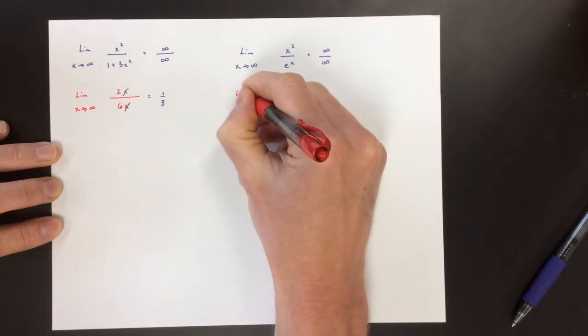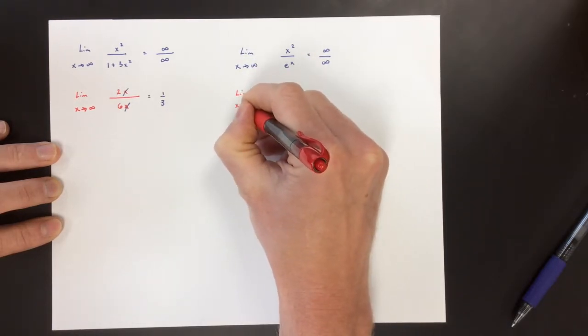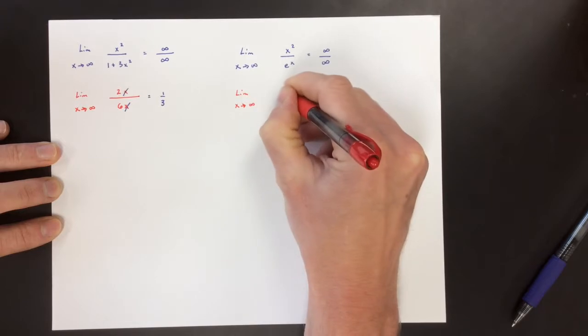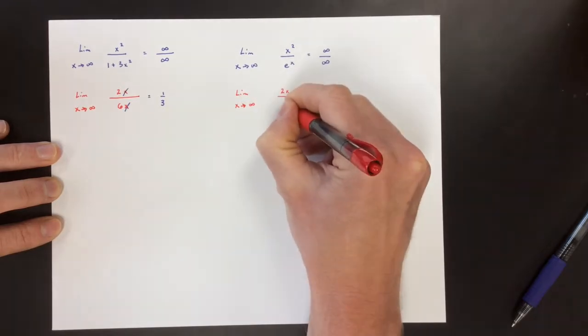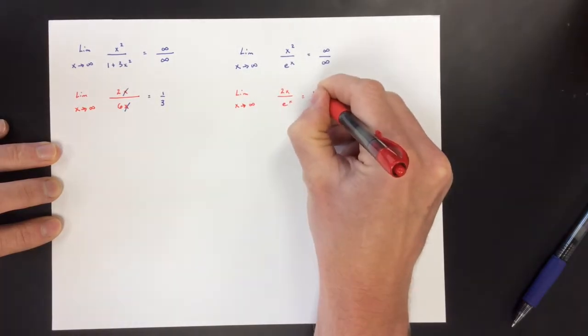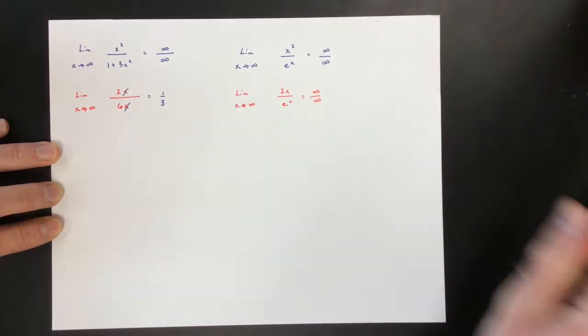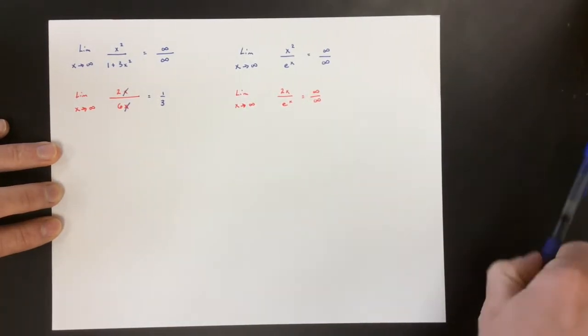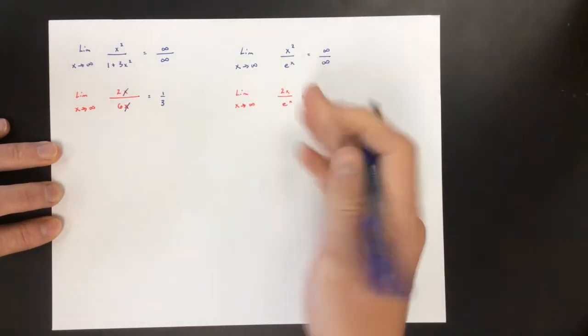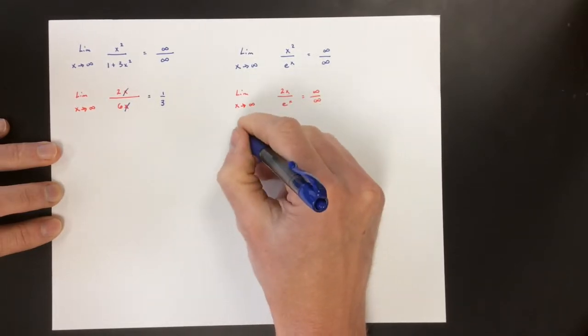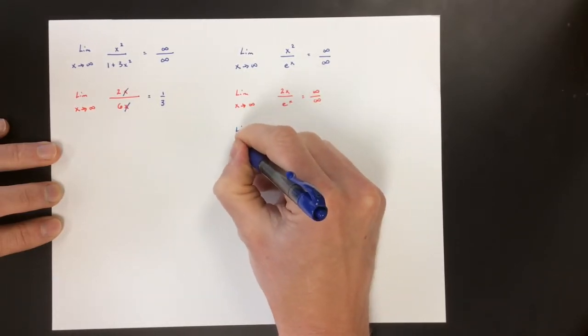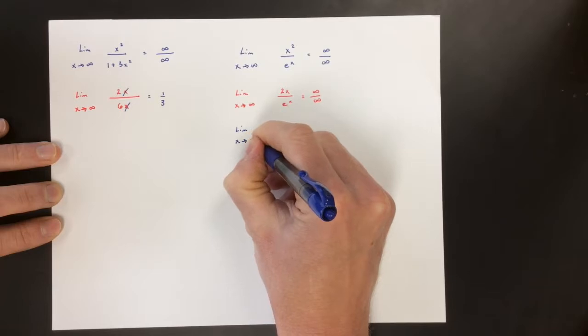Take that, and L'Hopital says that those two limits are the same. The derivative of the top is 2x, the derivative of the bottom is e to the x, and you're like, oh, I get infinity over infinity again. You're like, oh man. But you can do L'Hopital's again, right? If this is the same thing, you can do repeated L'Hopital's. And so you can say that the red limit equals this new blue limit.